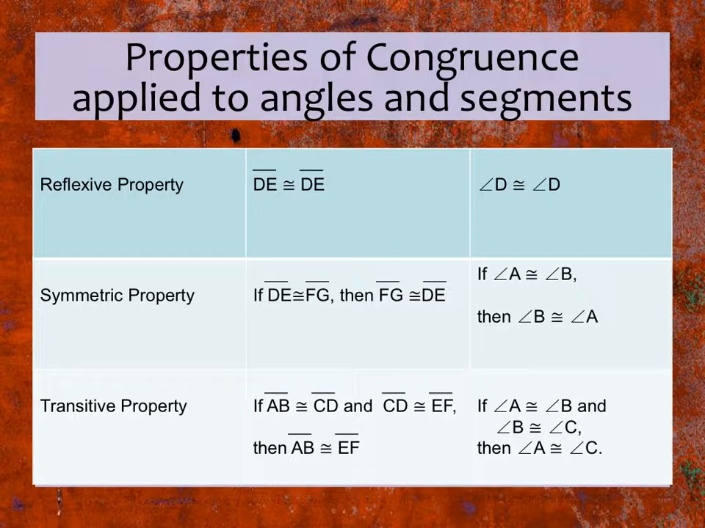The properties of congruence that are applied to angles and segments. So we talked about these yesterday. The properties that we know about algebraic or numeric values can also be applied to angles and segments. Yesterday we called them properties of equality, and they're the same for properties of congruence. So the reflexive property says that any segment is congruent to itself, and every angle is congruent to itself.